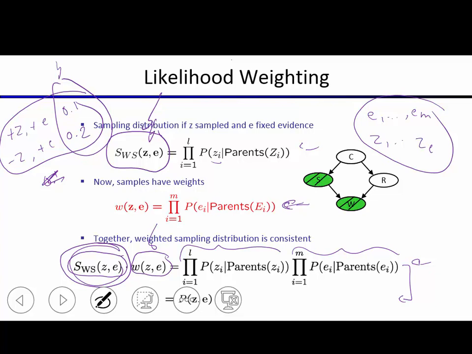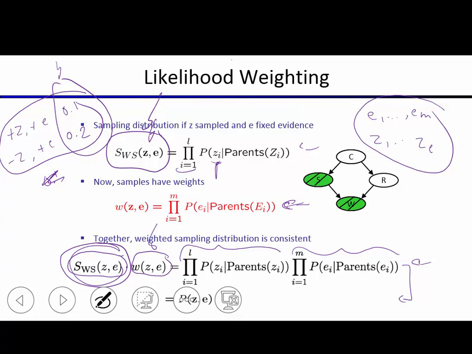Okay, so the multiplication there is over all the parents, is that correct? This multiplication here is over all these Z's. So this is a product over Z1, probability of Z1 given its parents, times probability of Z2 given its parents, times probability of Z3 given its parents, and so forth. Okay.